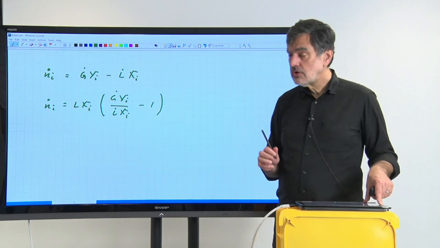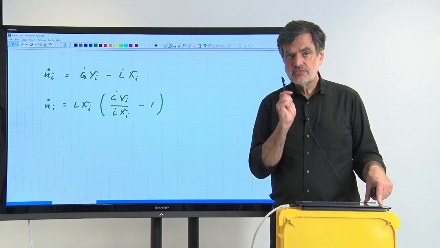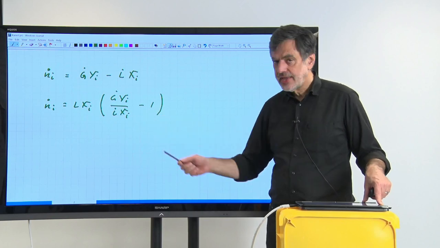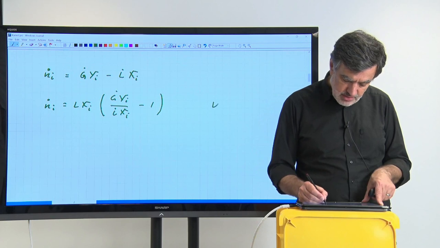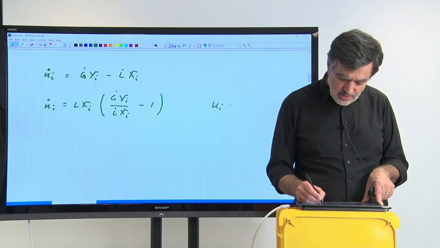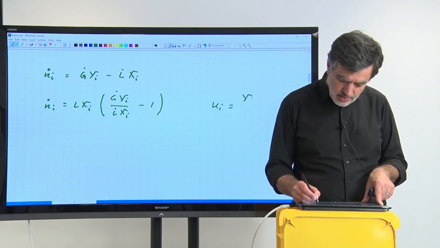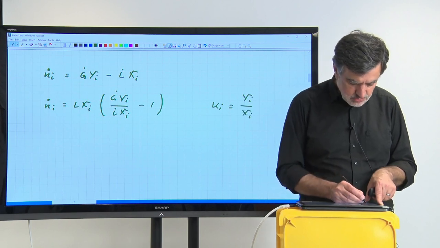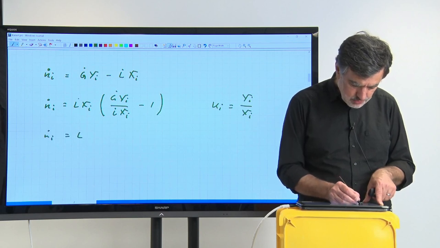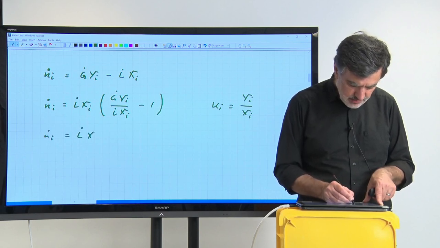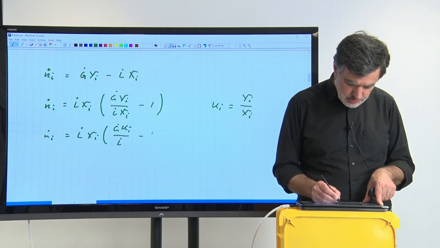And here we realize, of course, that we are on the theoretical stage where we have equilibrium, which means y over x, characterized by equilibrium, can be written as the partition coefficient, which we know already, ki being the yi divided by the xi. And we can substitute that to obtain ṅi equals L̇ xi times (Ġ ki over L̇ minus 1).